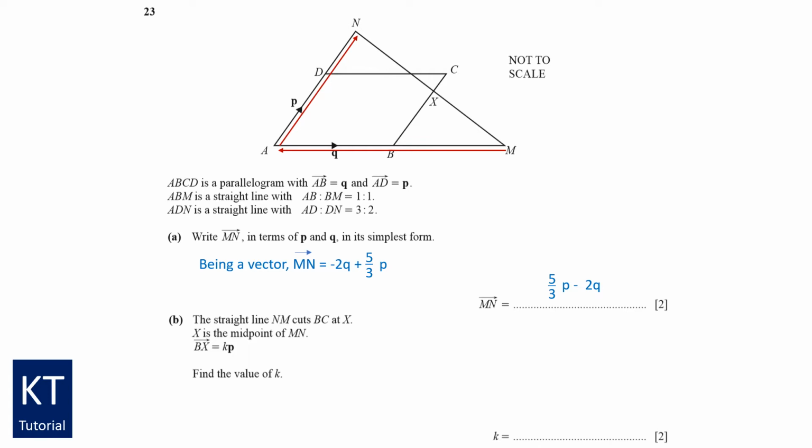Question 23b. The straight line NM cuts PC at X, X being the midpoint of MN. BX is equal to KP. Find the value of K. DX is just half of AN, and therefore half of 5/3 of P. With that, K is 5 over 6.